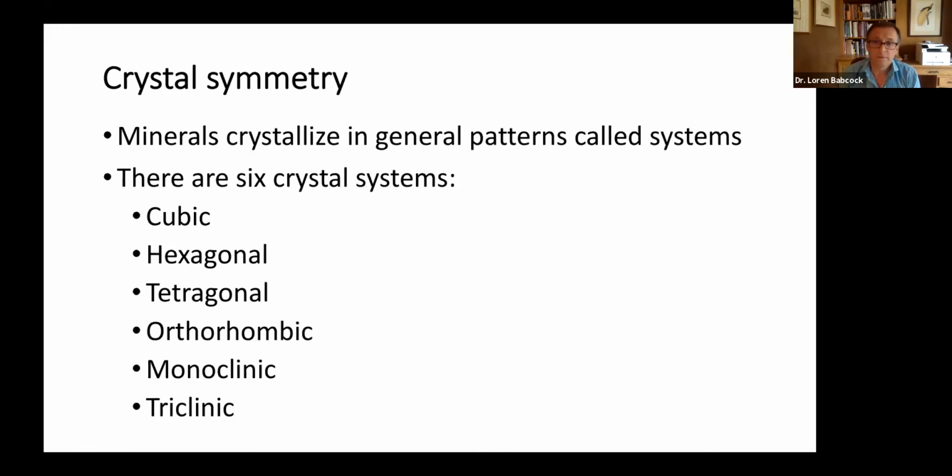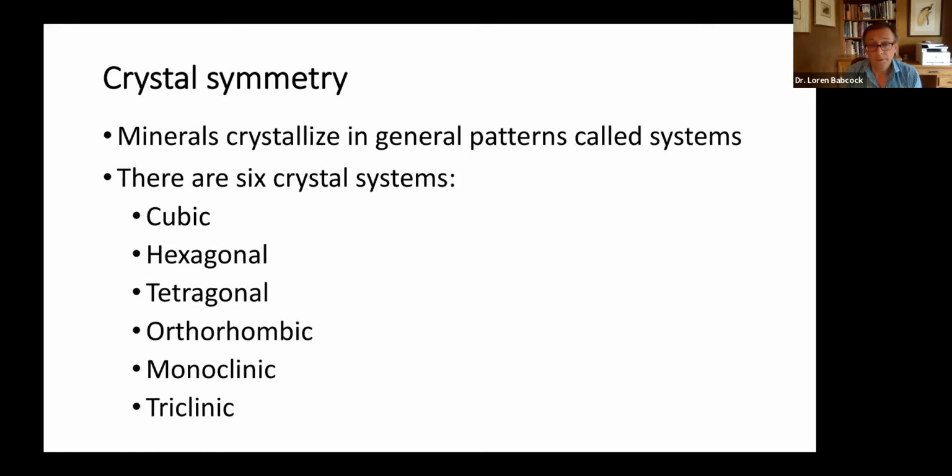All right, so the next thing I want to talk about just briefly is the symmetry of crystals. Crystals form in six general patterns that we call systems. These systems are referred to as cubic, hexagonal, tetragonal, orthorhombic, monoclinic, and triclinic. And the system that the mineral forms in gives you some clue as to what the mineral identification happens to be. And so if you can identify what system the mineral forms in, you've gotten part of the way there.